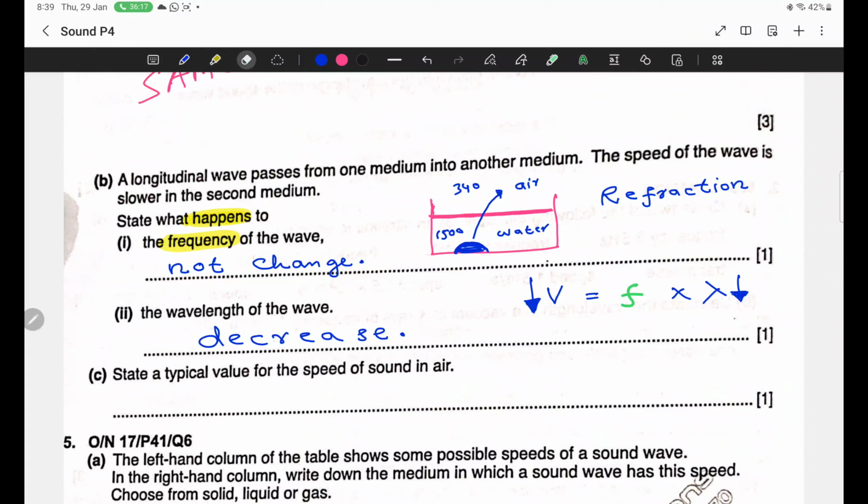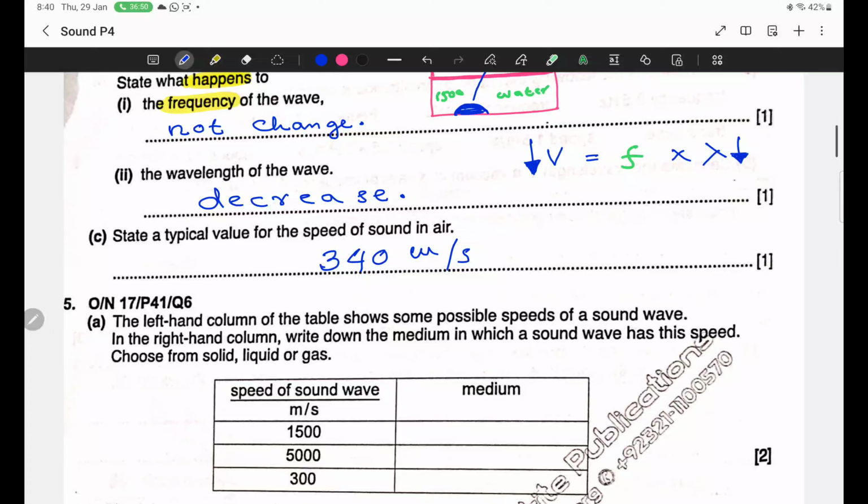Okay. So, a sound wave traveling from water into air; the media are not given, I'm giving you an example. In water, you know the speed is fast. In air, it becomes slow. So when the speed is slower, the wavelength will decrease, but the frequency remains the same. Now the next part is: state a typical value of the speed of sound in air. So you will write 340 meters per second. 340 meters per second is the speed of sound in air.